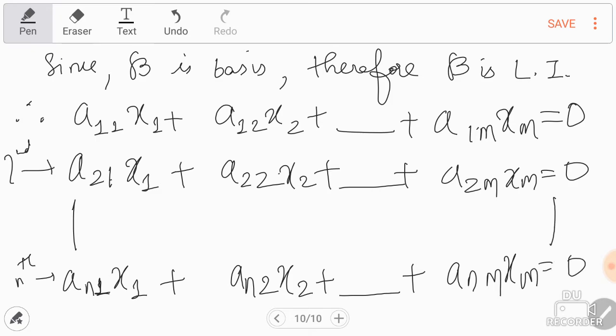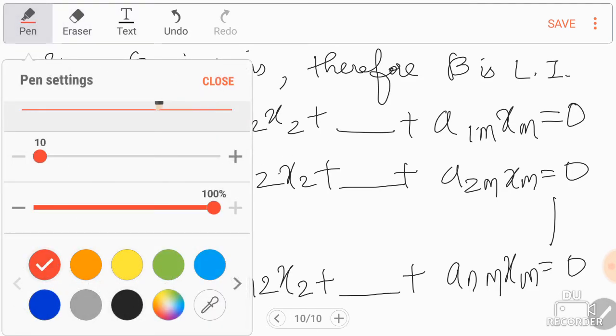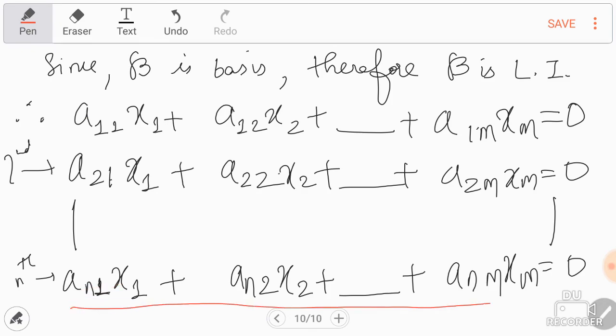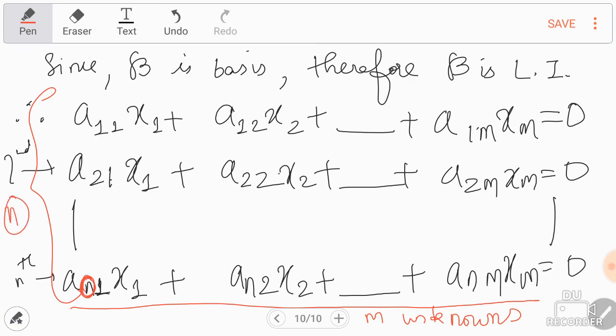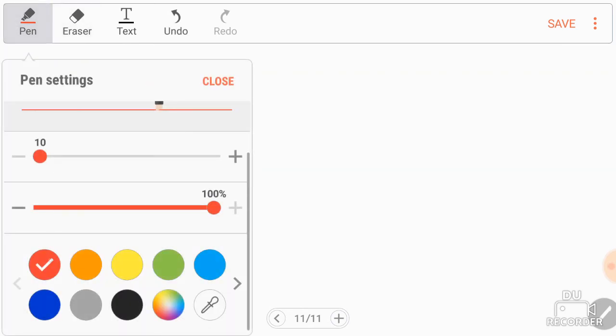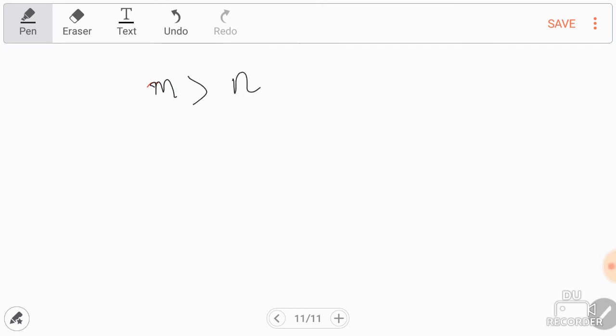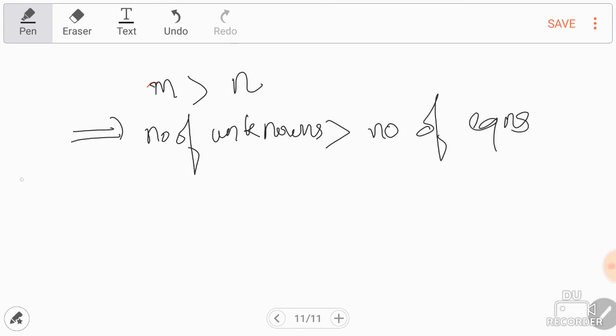What do we have here? We have a system of linear equations in how many unknowns? You have m unknowns, and how many equations do you have? You have n equations. This is what tells us that there are n equations, and this is what tells us there are m unknowns. So you have n equations and m unknowns, but we see that this m is greater than n, which means that the number of unknowns is greater than the number of equations. What does this mean?